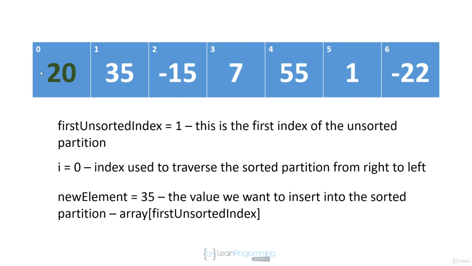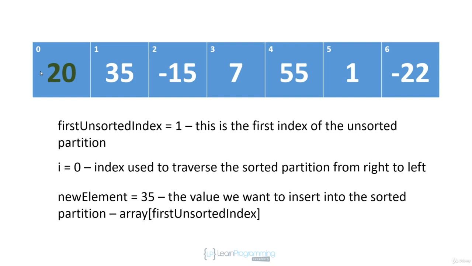So how does insertion sort work? Well, it starts out by saying that the element at position 0 is in the sorted partition. And because the sorted partition is of length 1, by default, the element is sorted. Because if you have an array of length 1 or a partition of length 1, it's sorted, right? There's only one element. So at the beginning, the elements from position 1 and to the right are in the unsorted partition. And so we're going to set a first unsorted index field to 1.